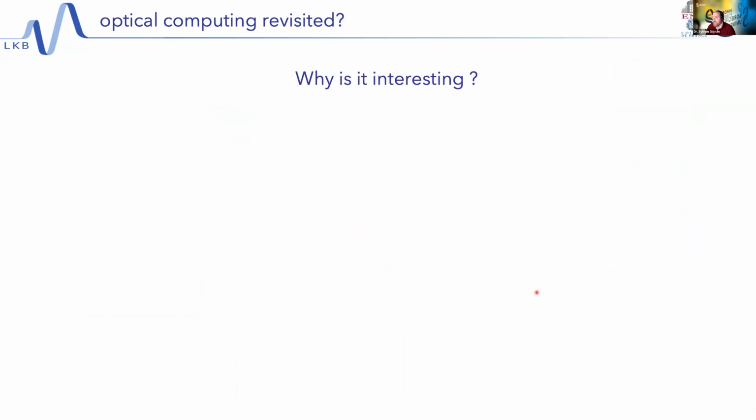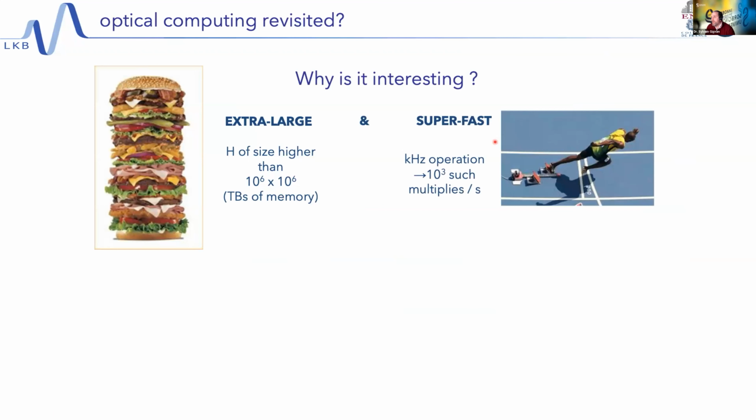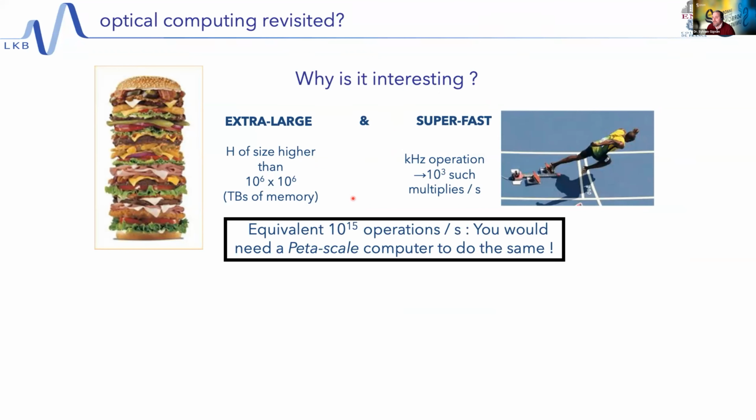And why is it interesting? It's interesting because, as I was telling you, it's a very large size. So the matrix is of the size 10 to the 6 by 10 to the 6. That's the input and output number of pixels. So if you would like to do it on a computer, it would require terabytes of memory. And you are doing it typically at the speed of your camera and modulators, which is typically kilohertz. So it's a free space analog optical vector matrix multiplier. And this corresponds to about 10 to the 15 operations per second, which is a petaops, or what you would need a petascale computer to do the same. And you do it at a very low energy cost.